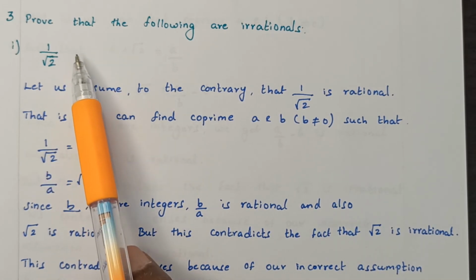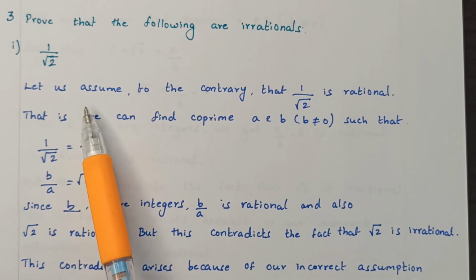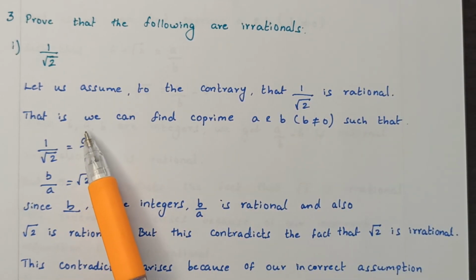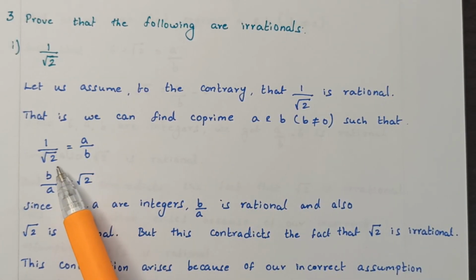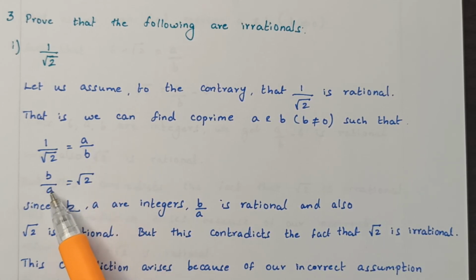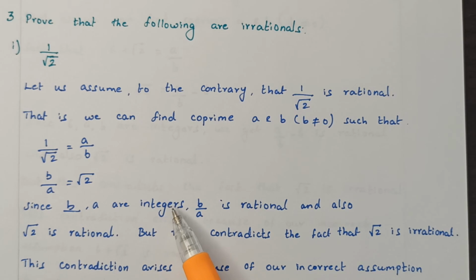Third question, prove that the following are irrational. First subdivision, 1 divided by root 2. Let us assume to the contrary that 1 divided by root 2 is rational. That is, we can find co-prime a and b, not equal to 0, such that 1 divided by root 2 equal to a by b. By rearranging, we get b divided by a equal to root 2. Since b and a are integers, b divided by a is a rational number, and so root 2 is also rational. But this contradicts the fact that root 2 is irrational.